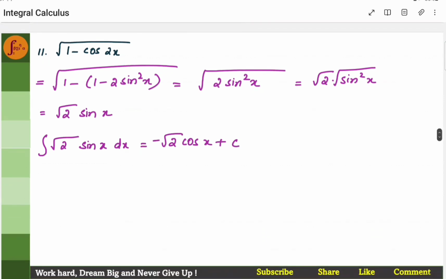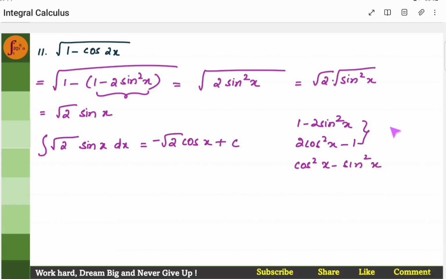Now let's look at this particular problem. Root of 1 minus cos 2x. We'll have to use trigonometric formulas for all trigonometric based integrations, right? What is cos 2x? Cos 2x, you can write it as 1 minus 2 sine square x. You have three formulas for cos 2x. One is 1 minus 2 sine square x. Second one is 2 cos square x minus 1. Other one is cos square x minus sine square x. So we can use one of these formulas. Now which one to use?